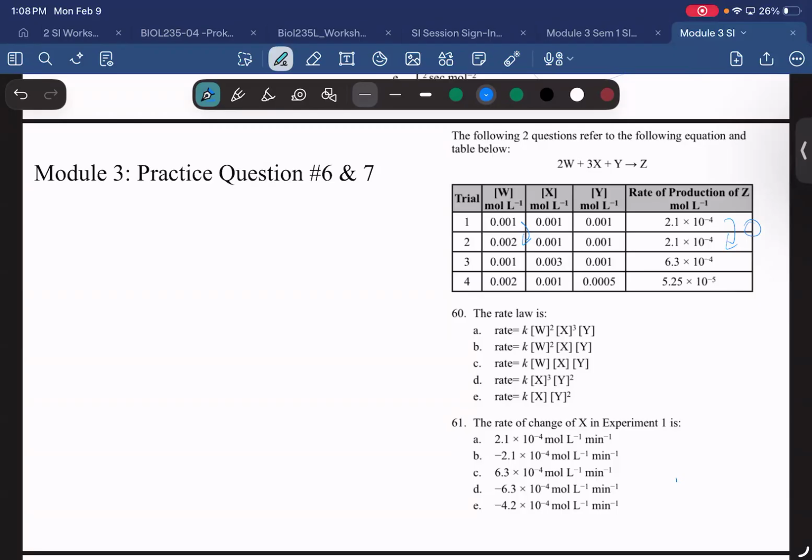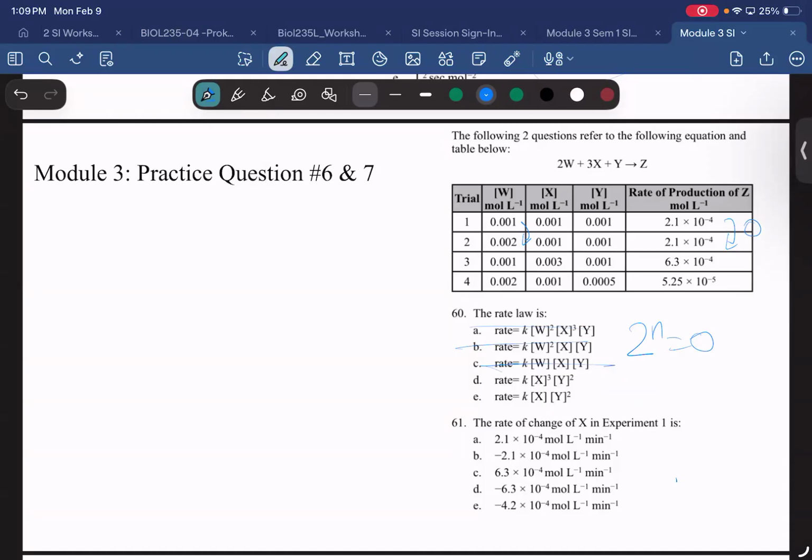So this is a way to measure the rate. We see that W doubles and the rate of product doesn't change. So it'd be 2^n equals 1, meaning n has to be 0. That means anything with W is not an answer choice. So we just got 3 answers gone.